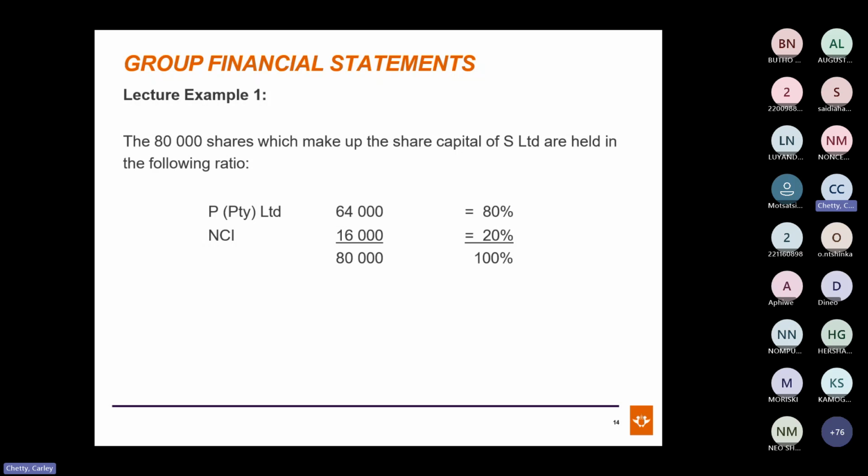So the non-controlling interest owns the remaining number of shares, which is 16,000 shares. So 16,000 as a percentage of 80,000 will give us 20%. So here, P owns 80%, and the non-controlling interest owns 20%.